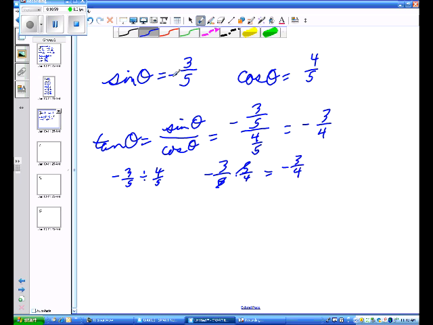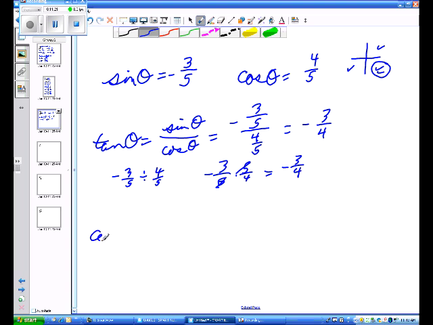Now, if the sine is negative, let's just see if some of this makes sense. If the sine is negative, that means it's either in quadrant 3 or 4. The cosine's positive, so that's quadrant 1 or 4. So that means that our angle here is in quadrant 4, and in quadrant 4 the tangent is negative.